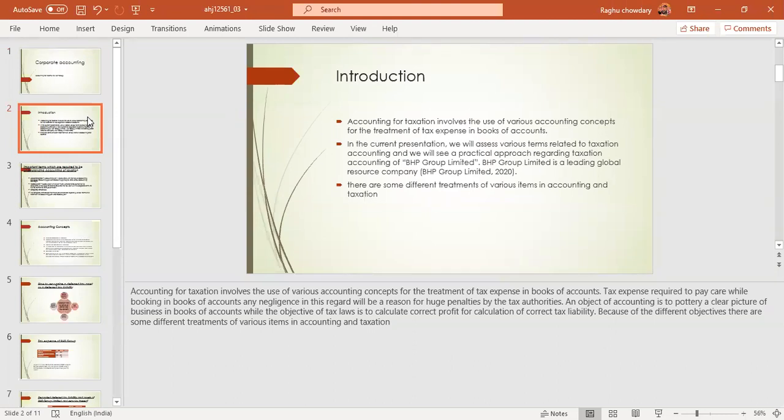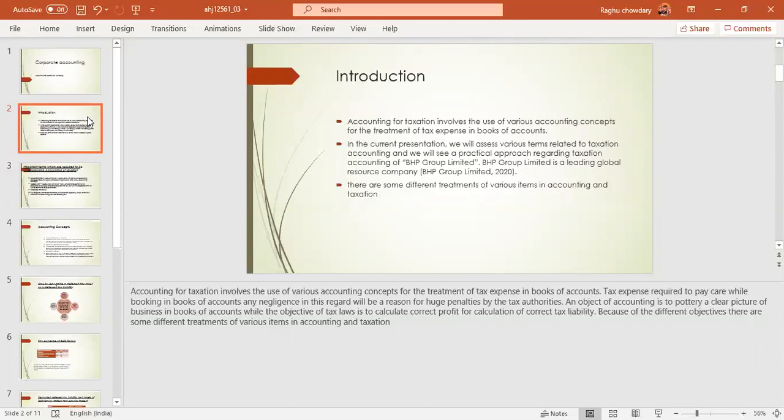So accounting for taxation involves the various accounting concepts for the treatment of tax expense in books. Recording this data in books, you will know how much tax is to be paid to the tax authorities. If not, it's going to cost huge penalties from the authorities, and it can also act as a clear picture of the business done by the organization, and it also helps you to calculate the profits and the tax liabilities accurately. And different objectives have different treatments in accounting and taxation.